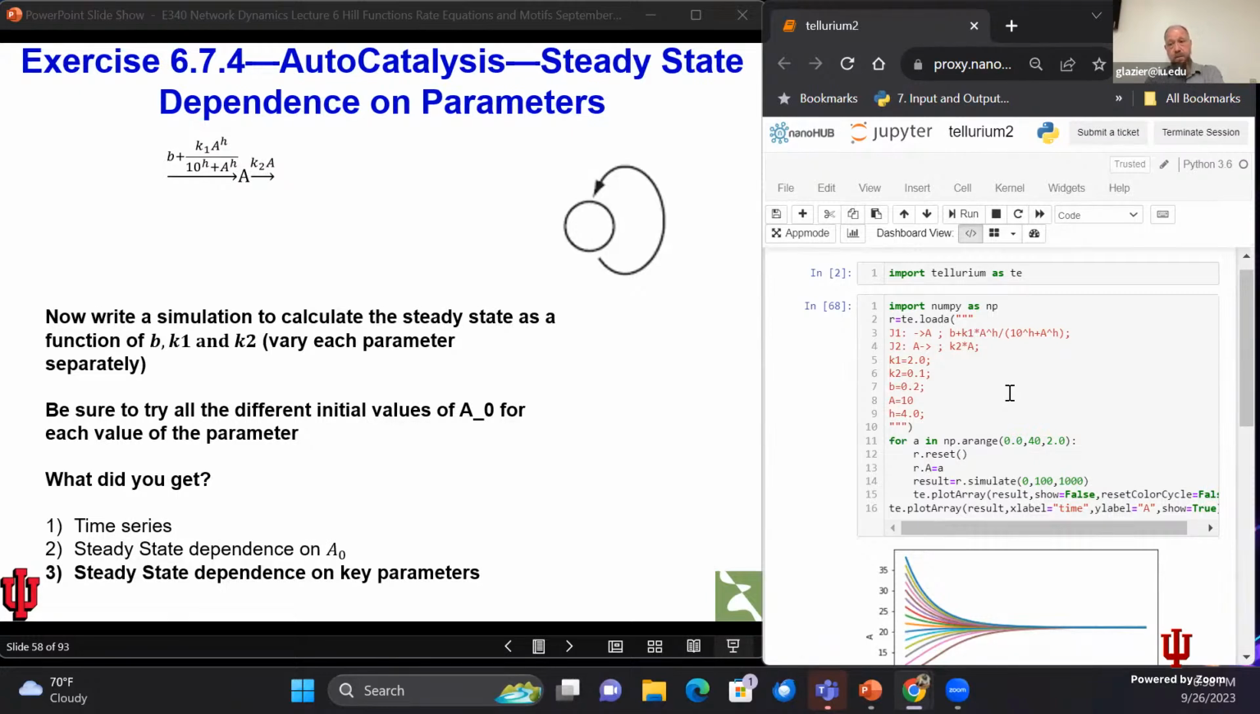You don't have to do it for all possible values of A. All you really need is a low value and a high value of A. So you could do it for 2 values of A. So think about how you might do that. Okay.